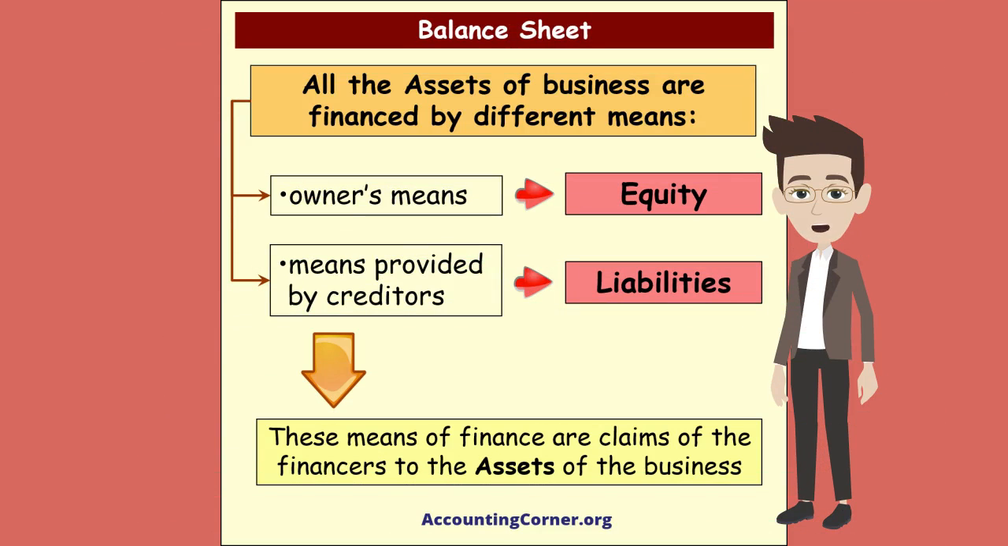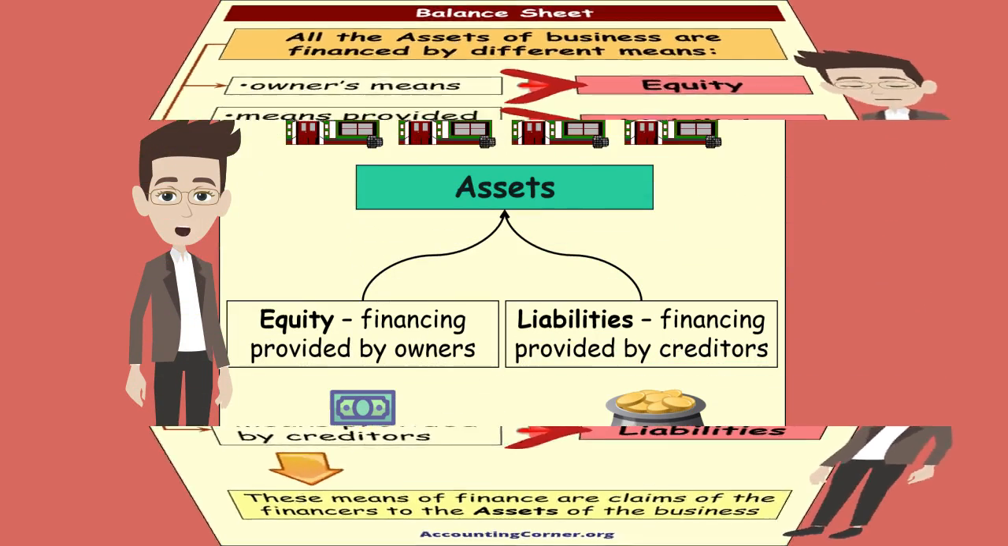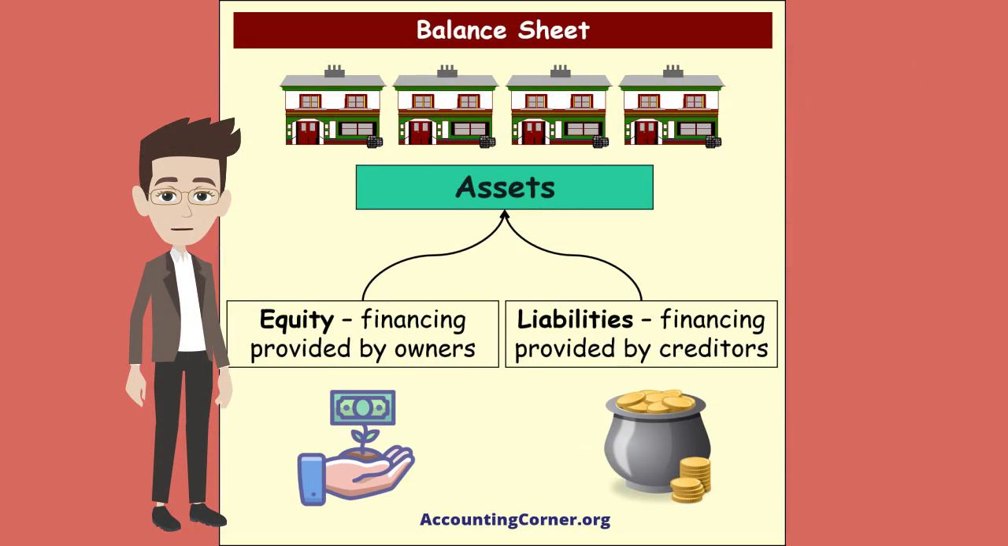Every asset a business holds must be financed either by the owner's own investment, known as equity, or through borrowing from others, which is referred to as liabilities. This distinction is key because it reveals who ultimately has a claim on the business's resources. Equity represents the ownership stake in the company, while liabilities are the debts owed to others. Both are crucial elements of the balance sheet as they explain how the business funds its operations.